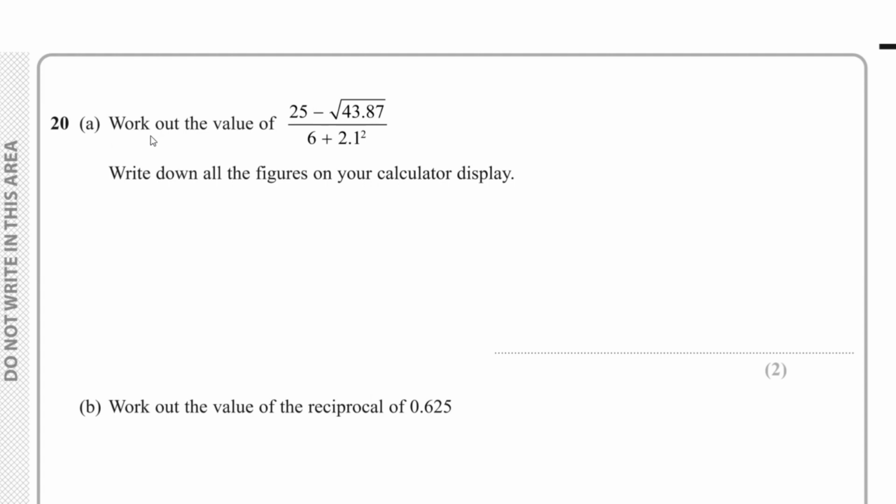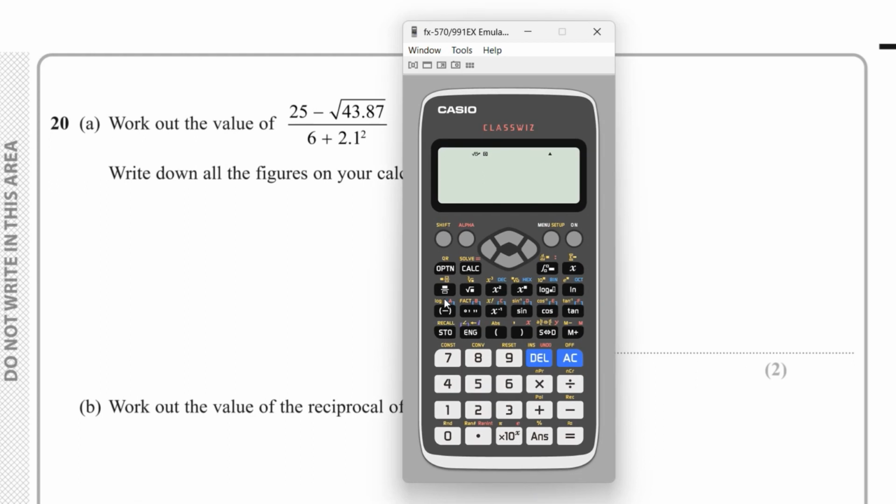Question 20, part A, we have to work out the value of 25 subtract the square root of 43.87 over 6 plus 2.1 squared. We have to write down all the figures on the calculator display. We type in the fraction button, then 25 subtract the square root of 43.87, and then we divide this by 6 plus 2.1 squared, and it turns out we get 1.76527923.